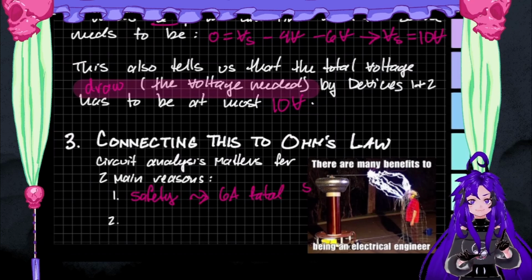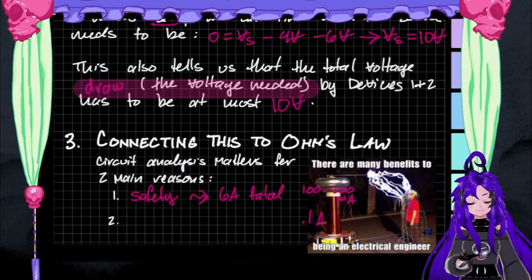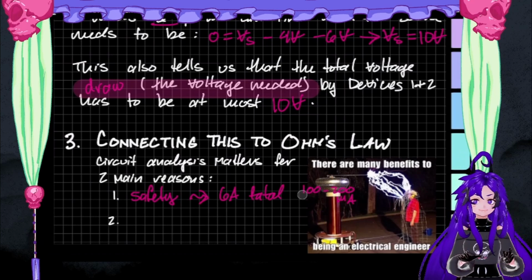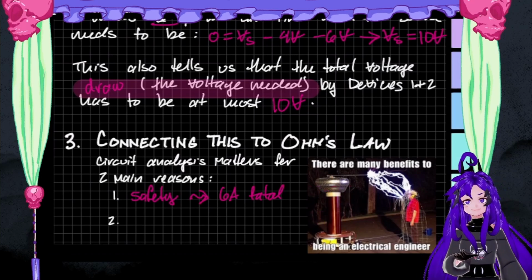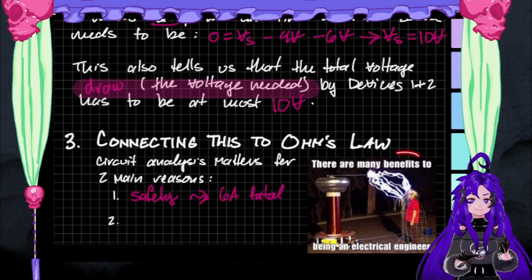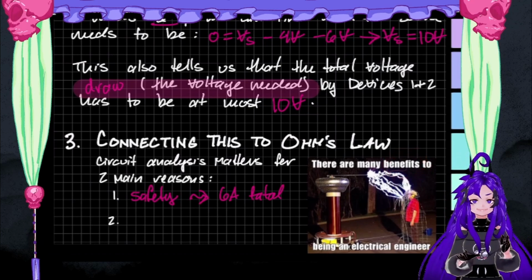At, I think, 100 to 200 milliamps, you start to have burns. You can be burned by 0.1 amp of current. Your body reacts very badly to higher and higher currents, and it's very, very dangerous. So there are some benefits to knowing an electrical engineer, like how not to die by Tesla coil.